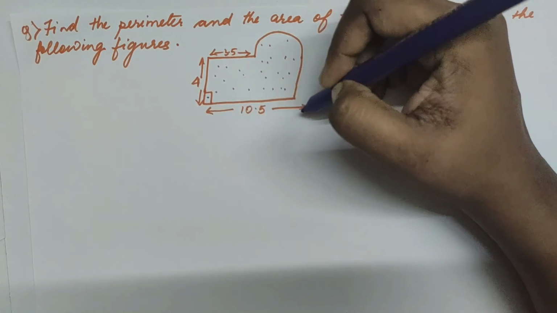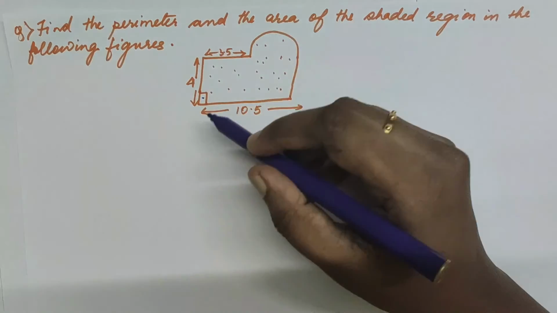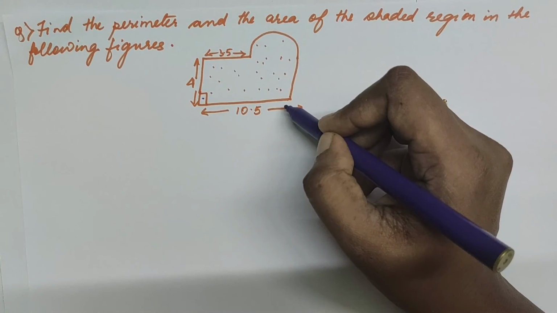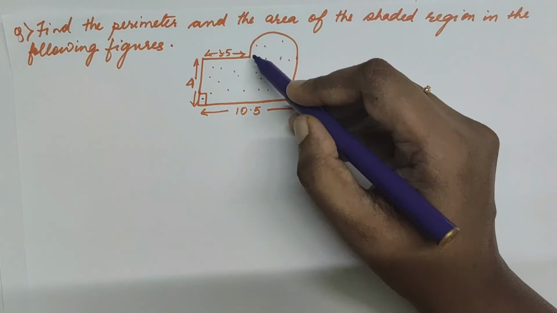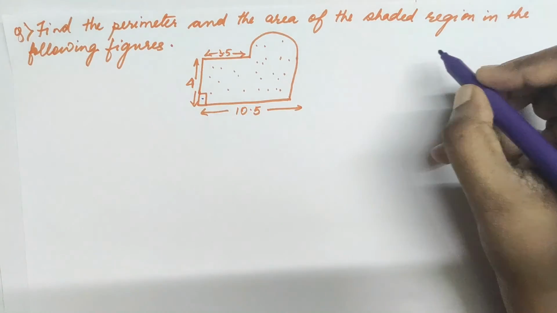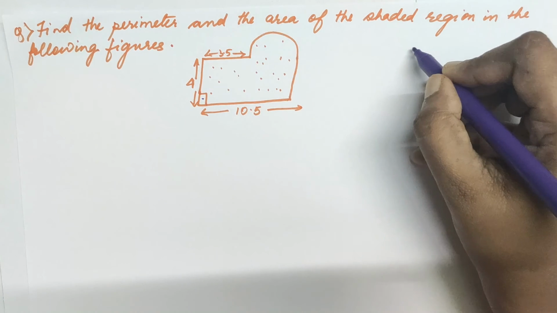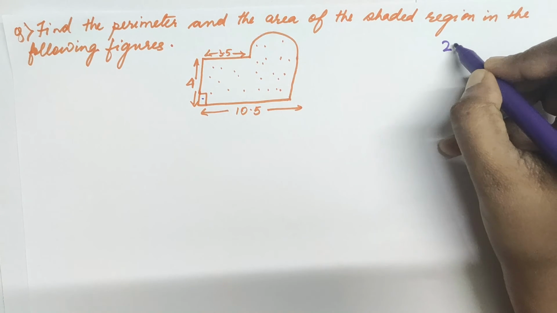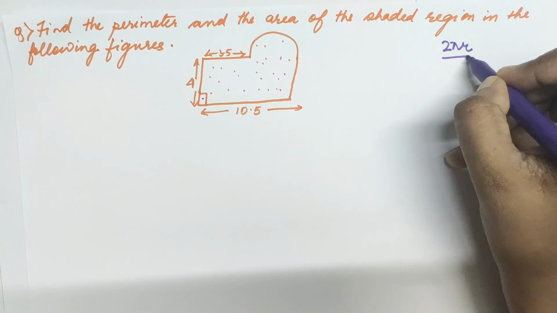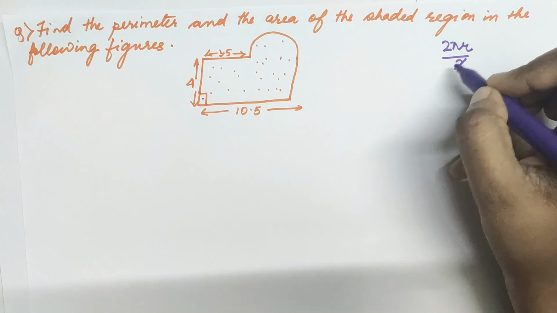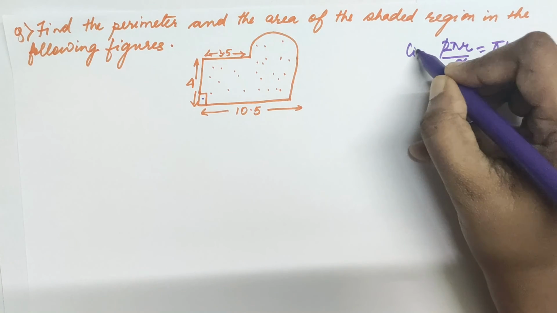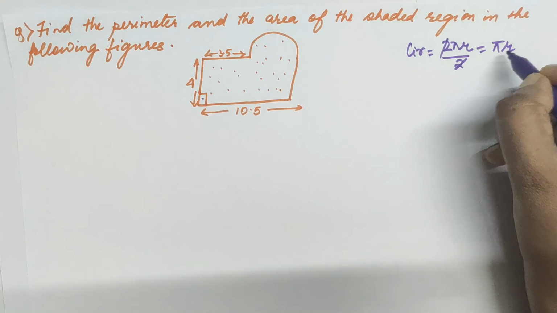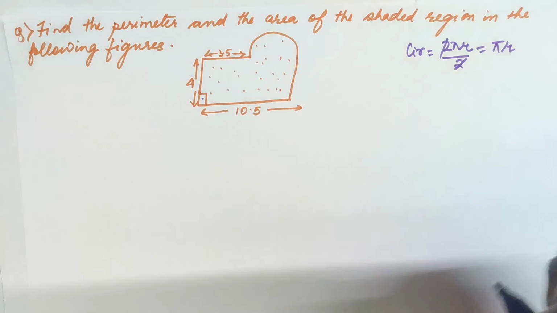Now I know one side of the rectangle. In this question, if you see, this is the rectangle with length 10.5 and breadth 4, and here is a semicircle. Now I'll just quickly tell you that for semicircle circumference, you know the whole circle is 2 pi r. So for semicircle we'll cancel by 2 because it's half the circle. So the circumference of the semicircle will be pi r. Okay, so don't get confused when I use it in this form.